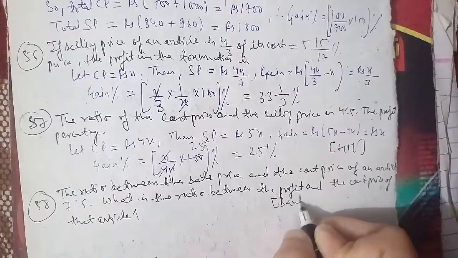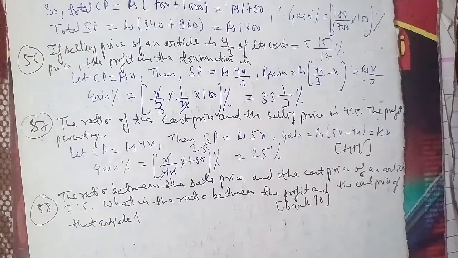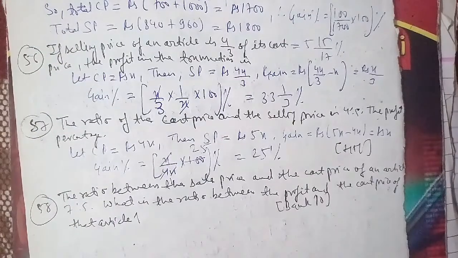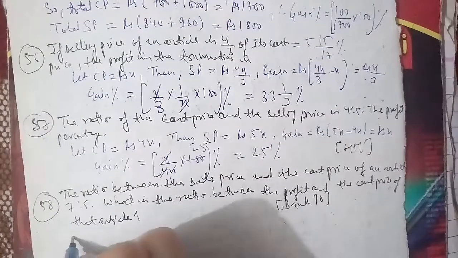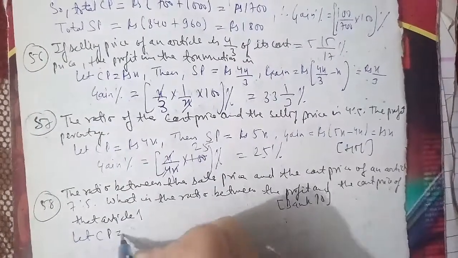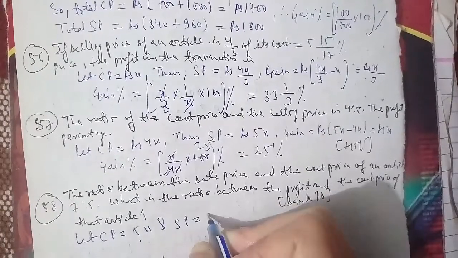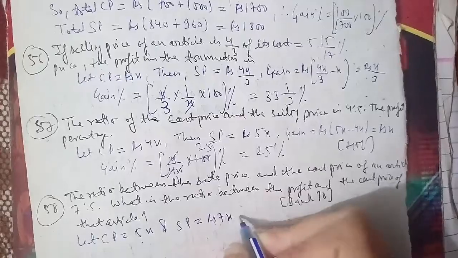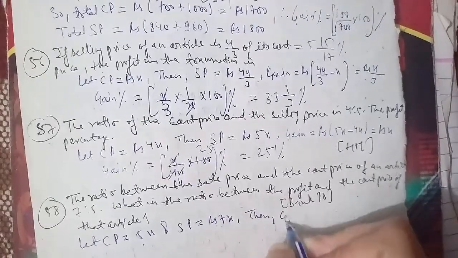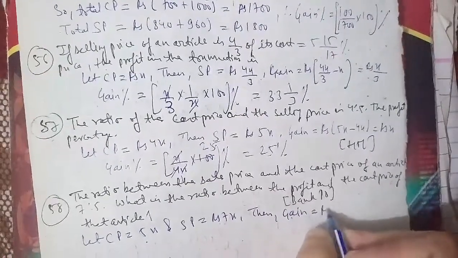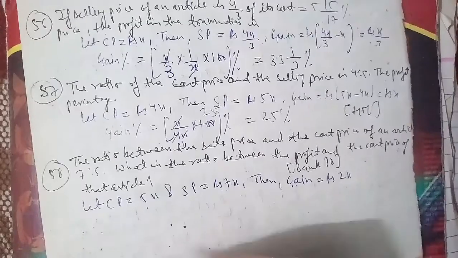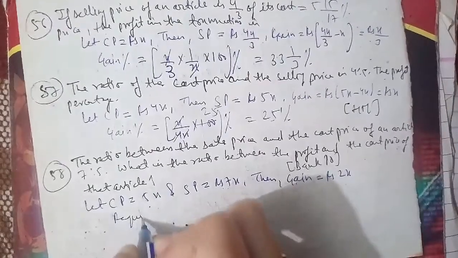For the same we go ahead. Let CP equal 5x, and SP equal rupees 7x, then gain equals rupees 2x. Required ratio equals 2x ratio 5x. So x is cancelled out, and we get 2:5. That we get as an answer.